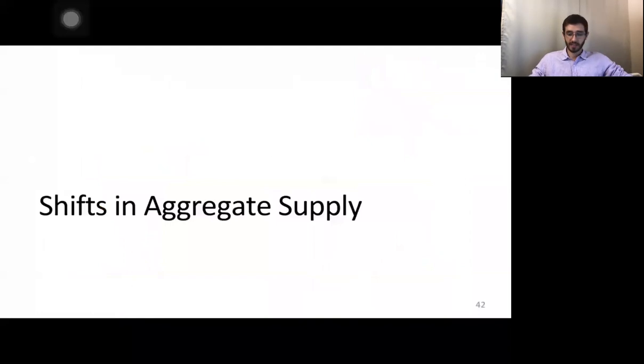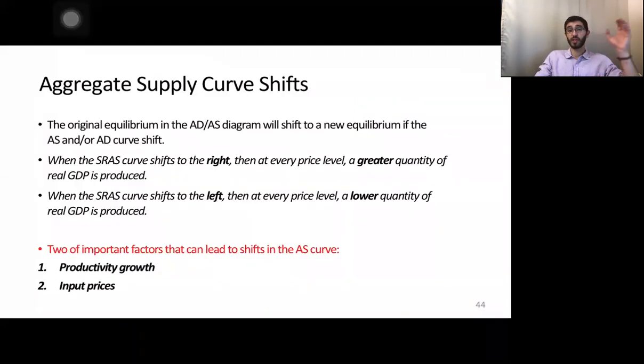Okay, so let's understand the shifts of the supply. The 2 shifts that we're going to talk about for the supply are productivity growth and input prices, right? So here we're looking at an analysis where when the short-run supply shifts to the right, increases, it would lead to a greater quantity of real GDP being produced. And if it shifts to the left, then there's a decrease, a lower quantity of real GDP being produced. Okay, and the factors that are going to influence this are the 2 that I just mentioned.